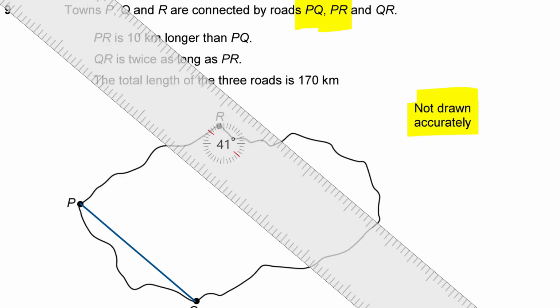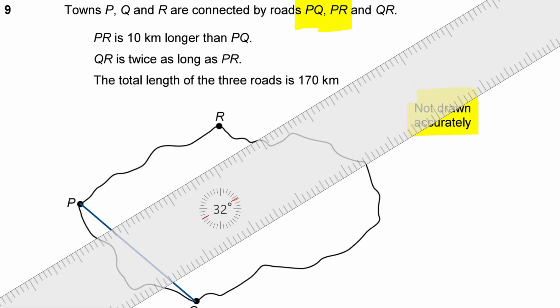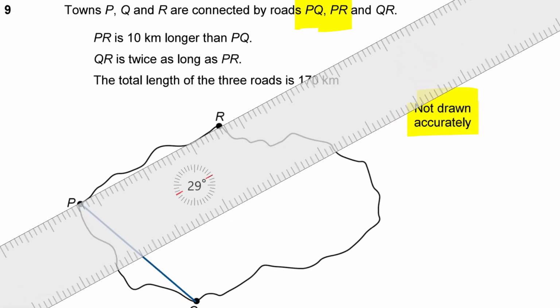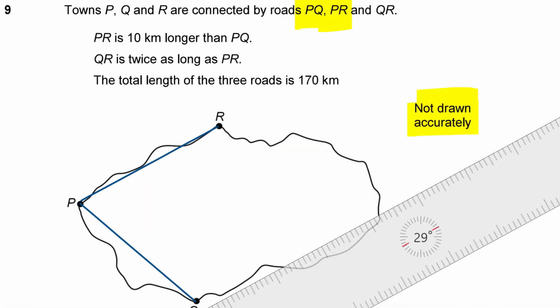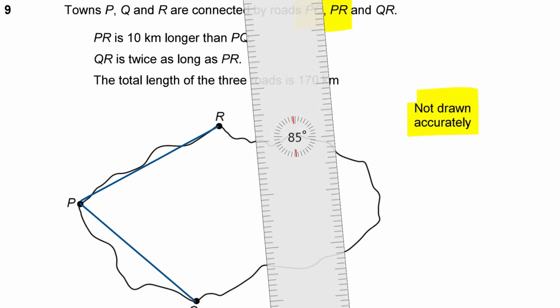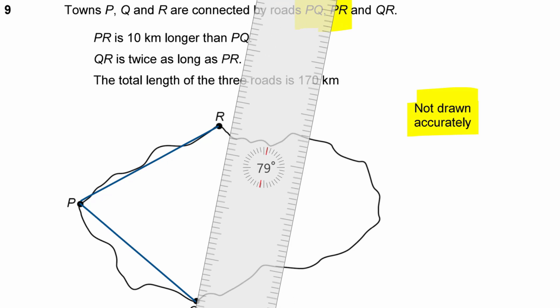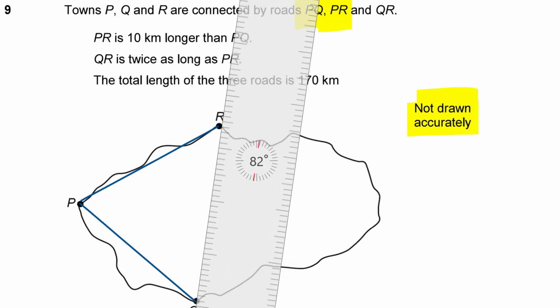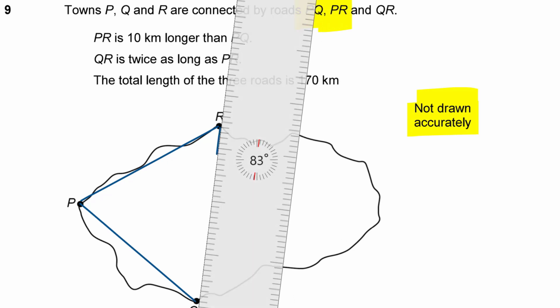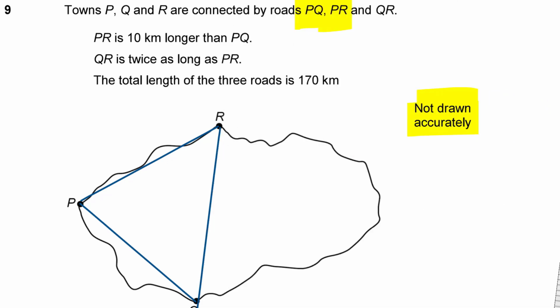PR is the road between P and R. So let's draw that in. Okay, now I'm going to assume that that doesn't actually drive into the C. And then QR is this road here then. They're not necessarily straight lines actually. It doesn't say they're straight.